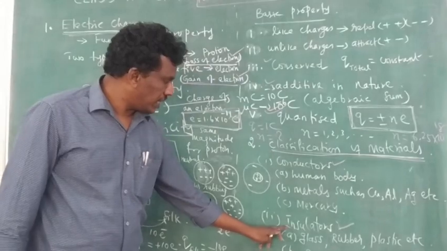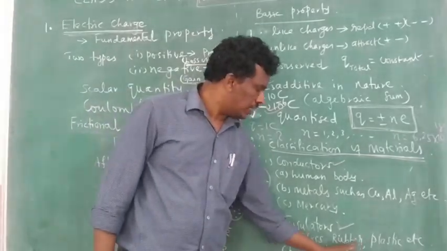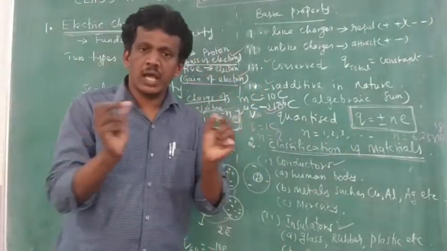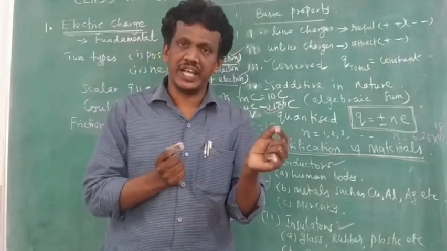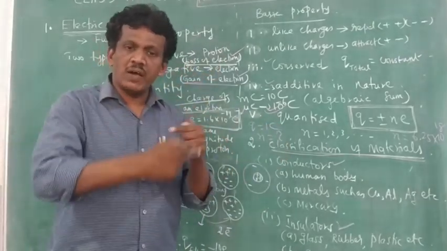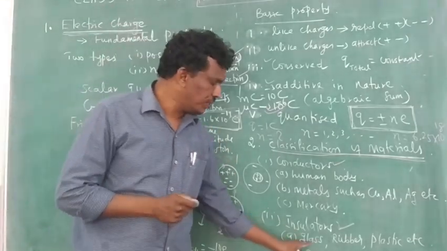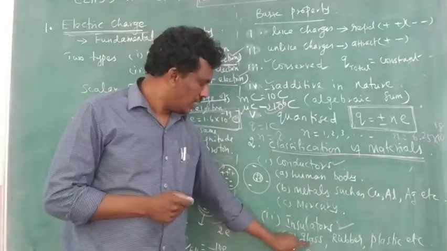The second classification is insulators. Insulators we have glass, rubber, plastic, etc. For example, you have the electrical wire. Inside what do we have? Metal conductor. Outside what do we have? Insulation. It may be rubber or plastic, for safety purposes. So we are using both the conductors and the insulator.